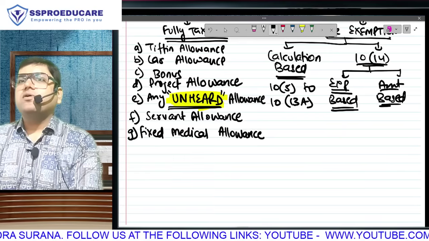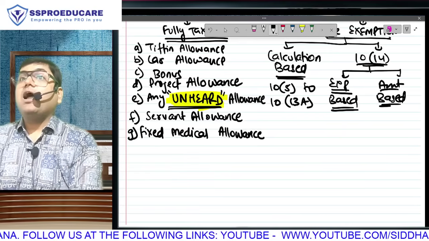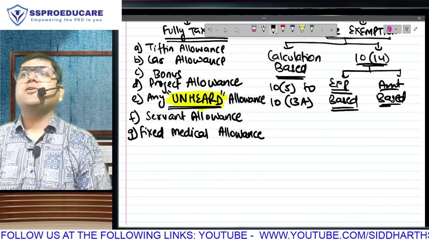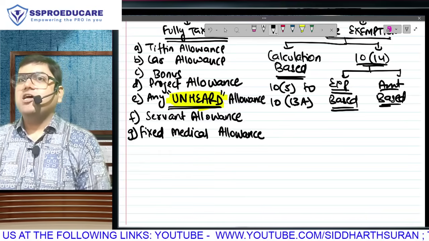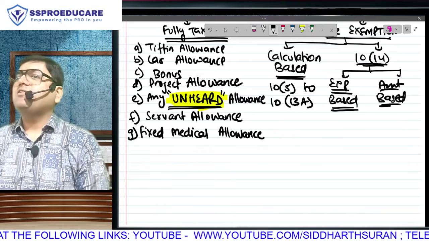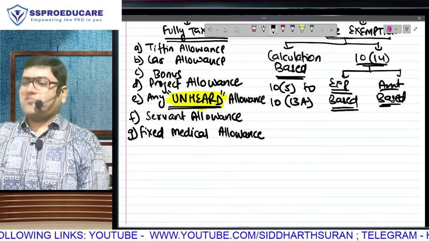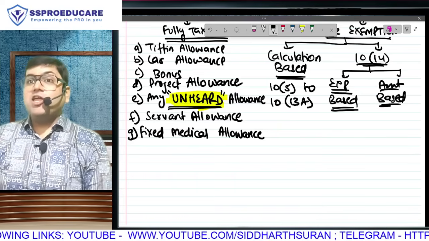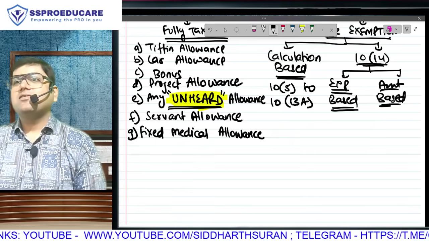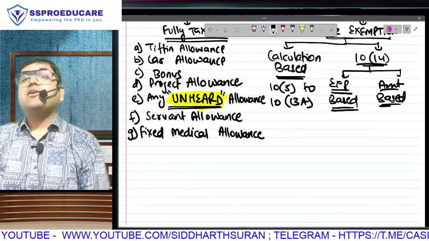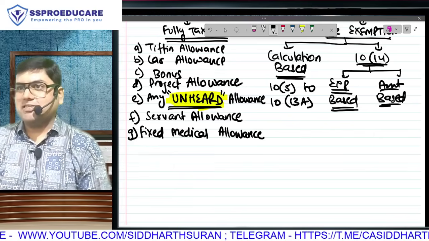Boss can tell you that whatever you spend, give me bills. I will give you reimbursement of the actual expense. Not as a fixed amount, but reimbursement. Tax treatment of reimbursement we will learn later under perquisites. In that there is some exemption given. If your boss is giving you a monthly fixed amount, it is going to be fully taxable. But if your boss is giving you on the basis of expenditure, under perquisites there is some exemption.